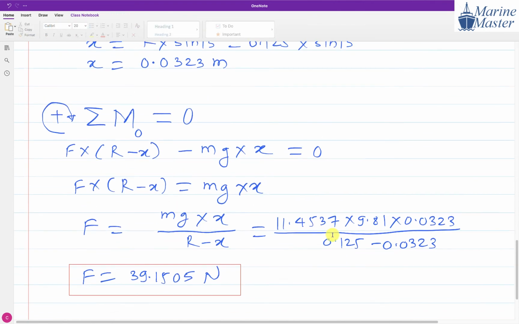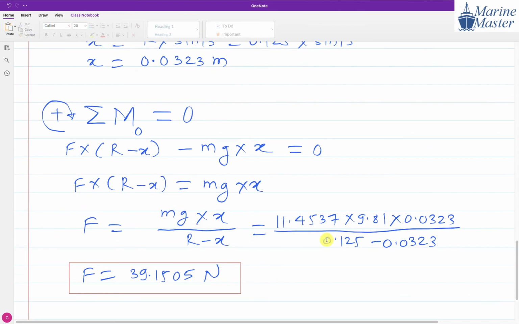Sir, in this discussion, the summation of moment is zero, by the law. After that, we are writing F into r minus x. The force is acting in the clockwise direction. We consider clockwise as positive, that's why we have taken this one positive.